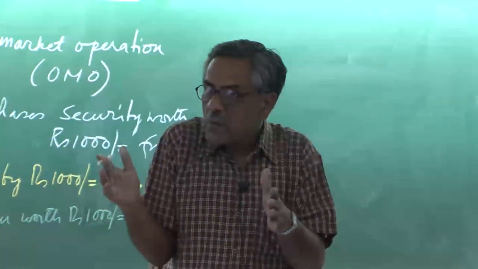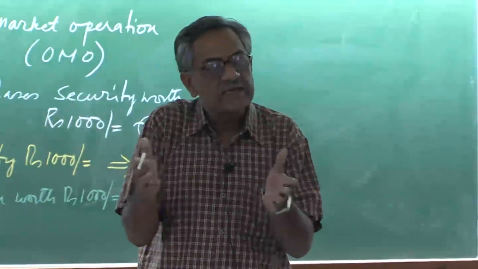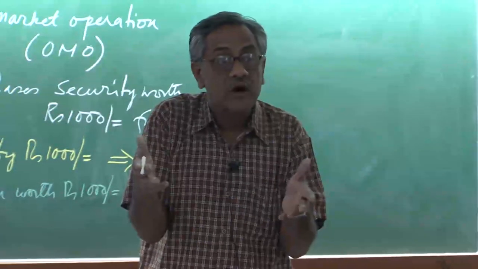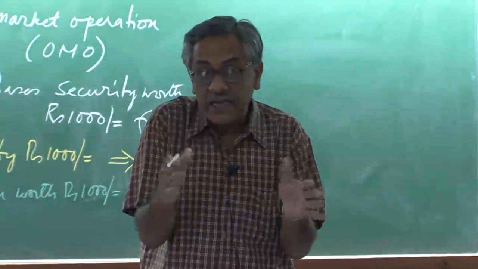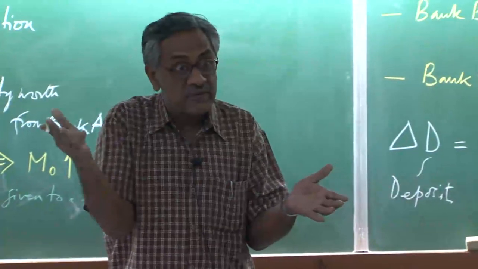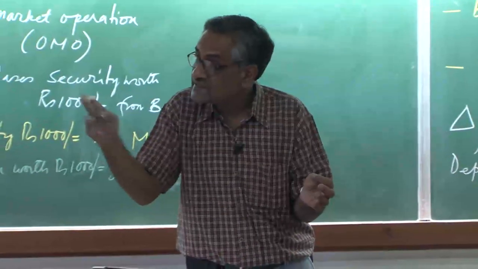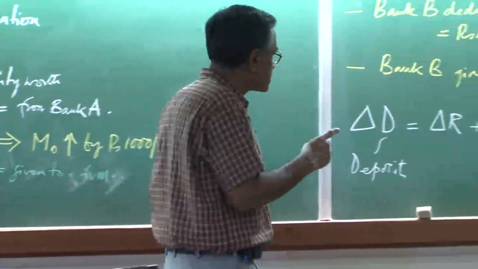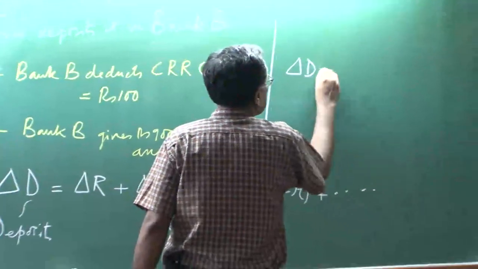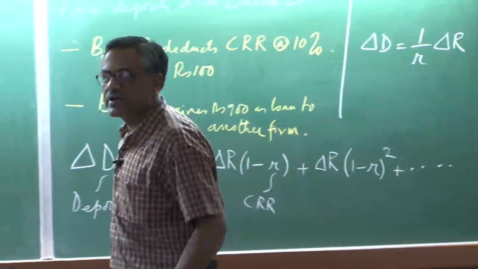Reserves changed by 1000 rupees when the central bank conducts an open market purchase. I give that as a loan, the entire amount delta R, which is 1000. The second bank does not give out a loan of 1000, it deducts the CRR and gives that out as a loan to somebody else. The second person deposits in a second bank, from where it goes out to a third person, and 1 minus R of that is given out as a loan. It becomes a geometric series, which when you add, what will you get? Delta D is equal to 1 over R into delta R. This 1 over R is the simple credit multiplier.